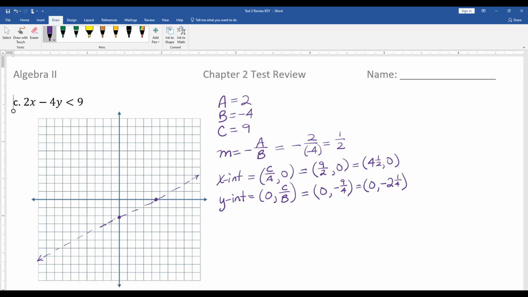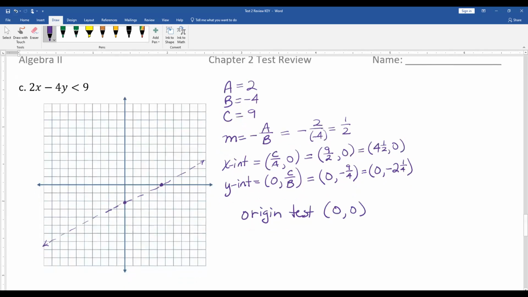All right, are we done? No. We have to shade in our solution set. Exactly. So what do we do to do that? The origin test. The origin test means that we plug in x is 0, y is 0 into our original inequality. Is the origin test true?